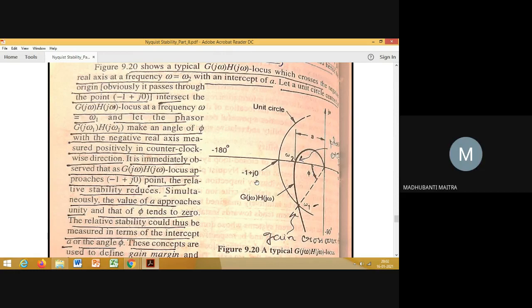Have you understood this? Similarly, at this intersecting point, we can write the coordinate of this point as A angle minus 180 degree. So our conclusion is that at the intersecting point, the phase angle of the GH phasor will be minus 180 degree.